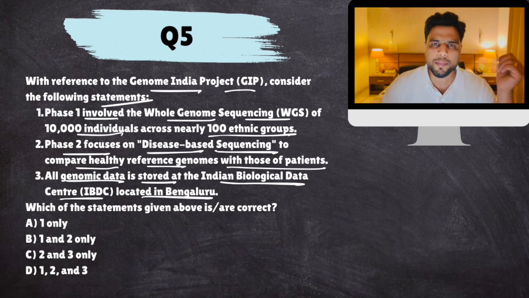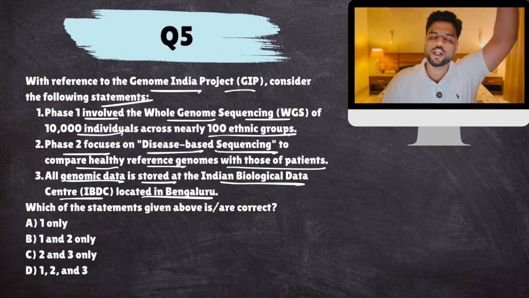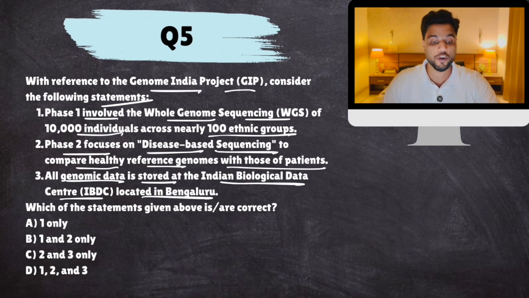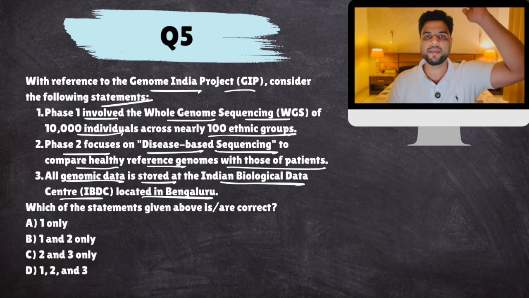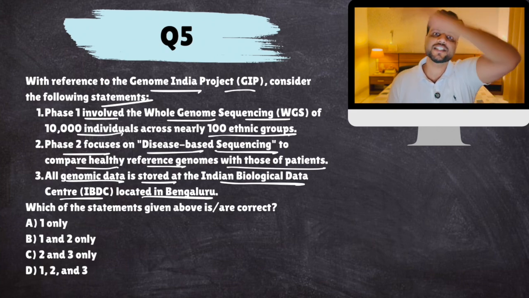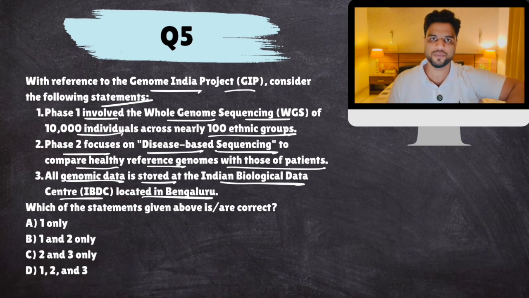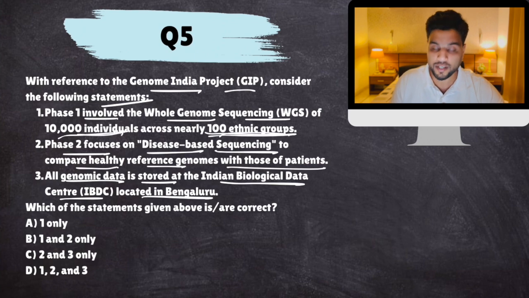Now, what is Genome India project? So, Genome India project is basically sequencing all the genes in Indians. It is for Indians. Now, India has many ethnic groups. Therefore, Genome India project would require genome sequencing, a list of every gene and its function. This is whole genome sequencing. So, you will be surveying around 10,000 individuals across 100 ethnic groups because different ethnic groups have different genes also. So, this is correct.